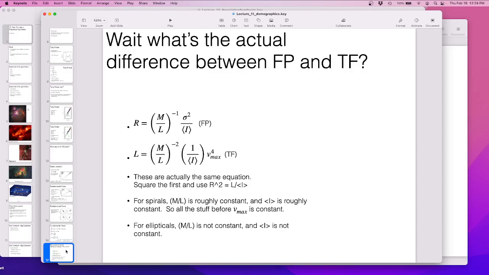Yeah. So the fundamental plane is just for convenience, basically? Yeah, that's it. It's a convenience thing to make it easier for me to describe the galaxies.